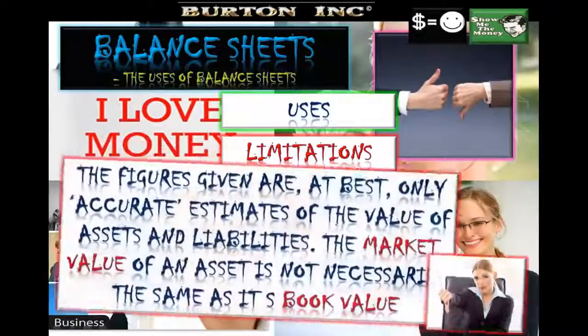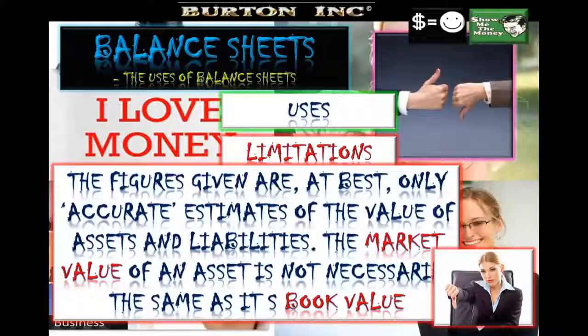Now the figures given are at best only accurate estimates of the value of assets and liabilities. Somebody is going out there and assessing the worth of an asset, assessing exactly how much the liabilities are as well. So the market value of an asset is not going to necessarily be the same as its book value. The market value may be higher or lower than the current book value.